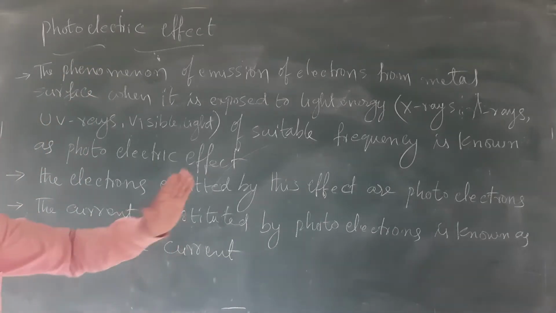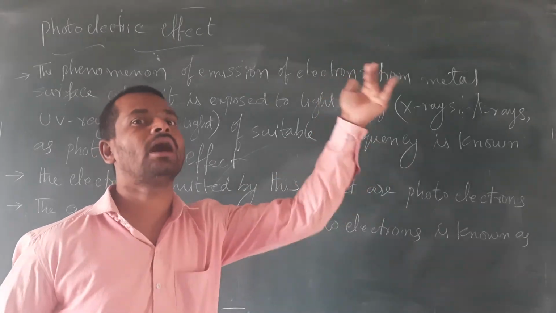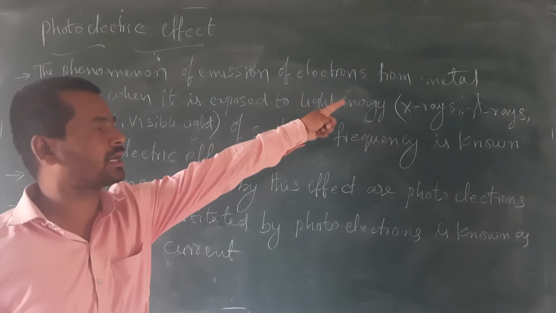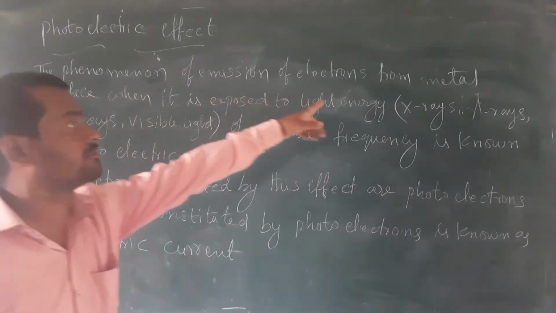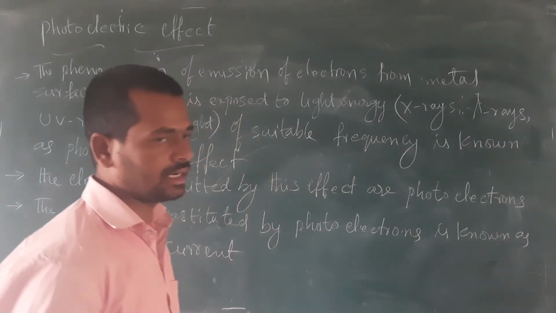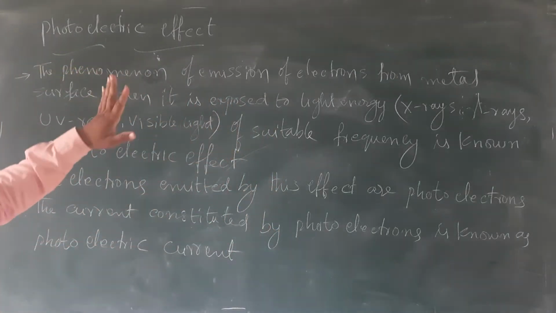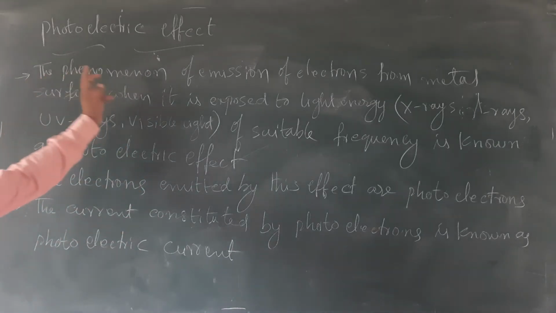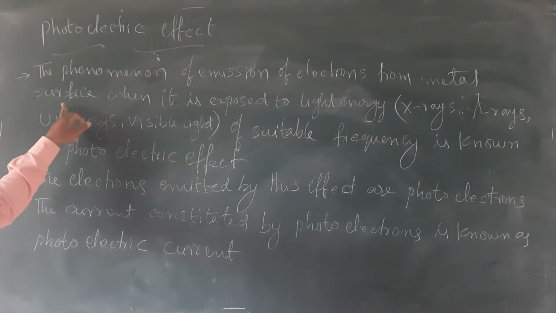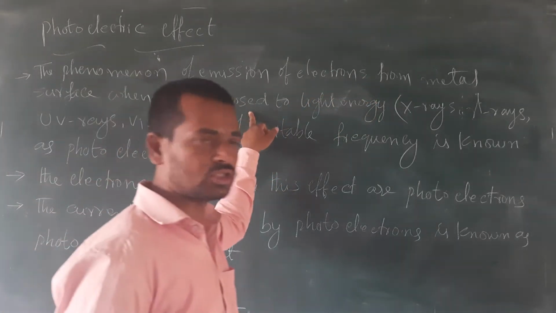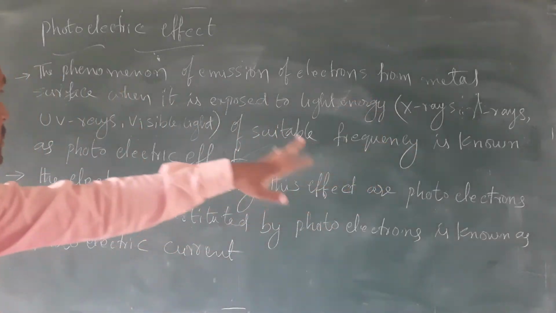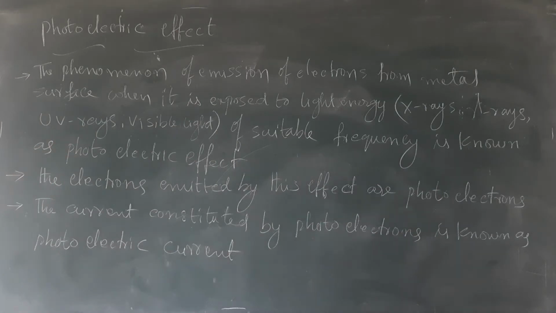So that means when this type of light falls on the metals, then electrons are emitted from the surface of the metal. These electrons constitute current, and this effect is known as the photoelectric effect. Once again, listen: the phenomenon of emission of electrons from a metal surface when it is exposed to light energy of suitable frequency is known as the photoelectric effect.